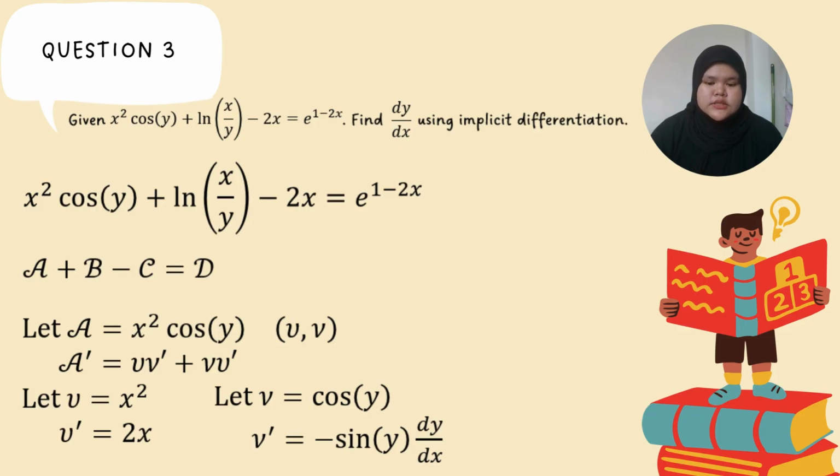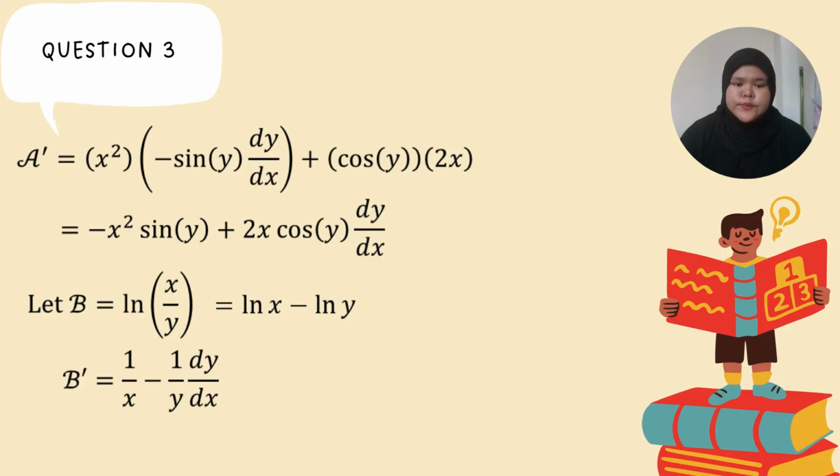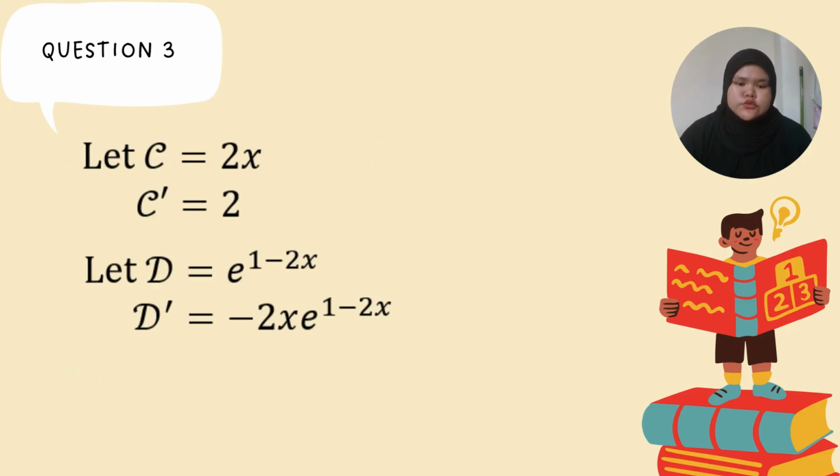So we put dy/dx here. So here a prime we will put it back to u v prime plus v u prime. It will become x squared negative sine y dy/dx plus cos y times 2x, equal negative x squared sine y dy/dx plus 2x cos y. Let b equal ln x over y equal ln x minus ln y. So b prime will be 1 over x minus 1 over y dy/dx. Let c equal 2x, so c prime equal 2.